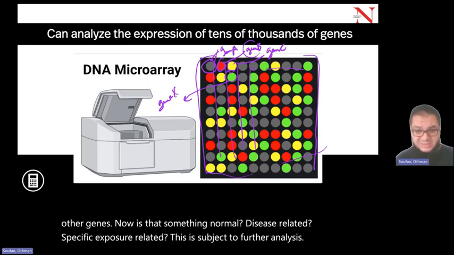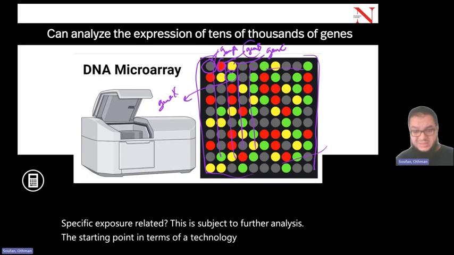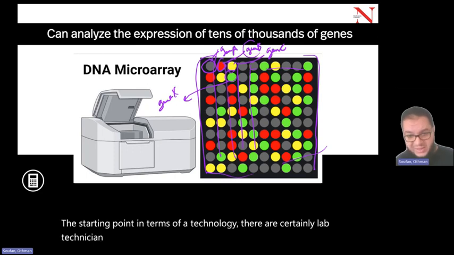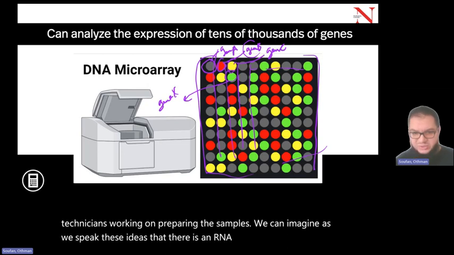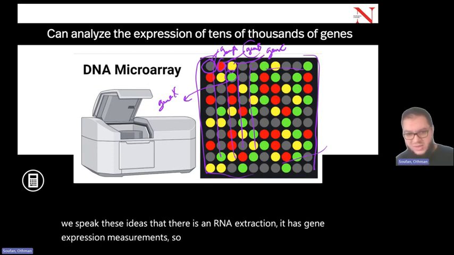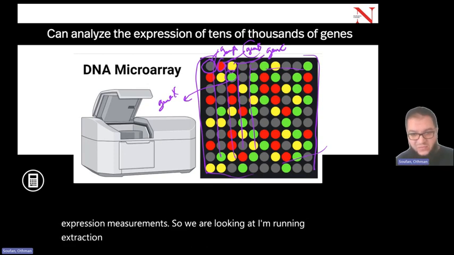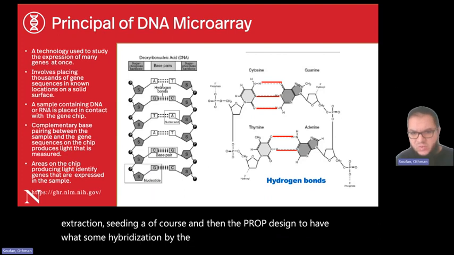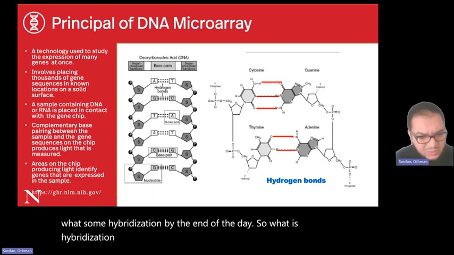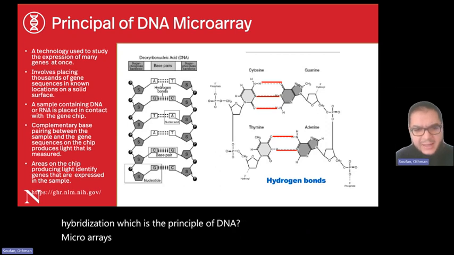The starting point in terms of technology, there are certainly lab technicians working on preparing the samples. We can imagine, as we speak these ideas, that there is an RNA extraction. It is gene expression measurement. So we are looking at mRNA extraction, cDNA, of course, and then the probe designed to have what? Some hybridization by the end of the day. So what is hybridization, which is the principle of DNA microarrays, okay?